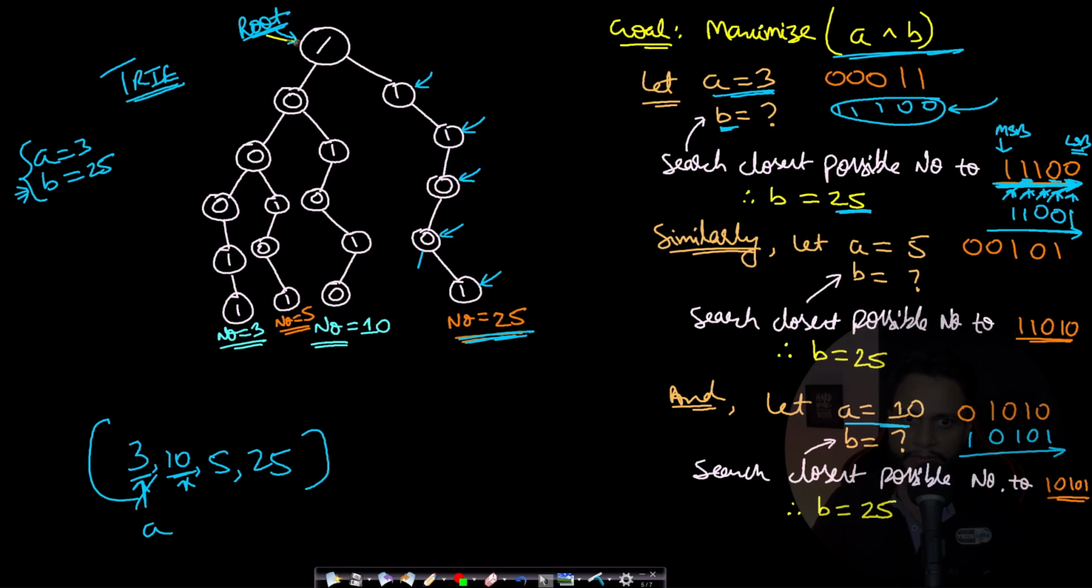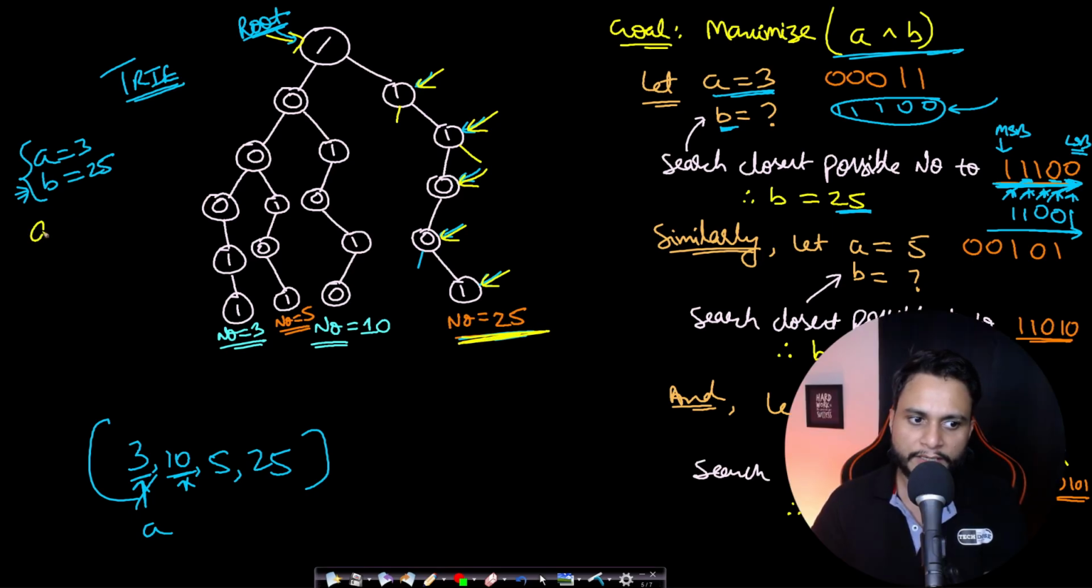So from here you go to 1. Yes, 1 is done. We need to move to 0, but the 0 pointer is null, so we will move to 1. We need to move to 1 from this. Again, the 1 pointer is null, so we will move to 0. We need to move to 0 from here. Yes, 0 is present. We need to move to 1 from here. Yes, 1 is present. So you end up with 25.